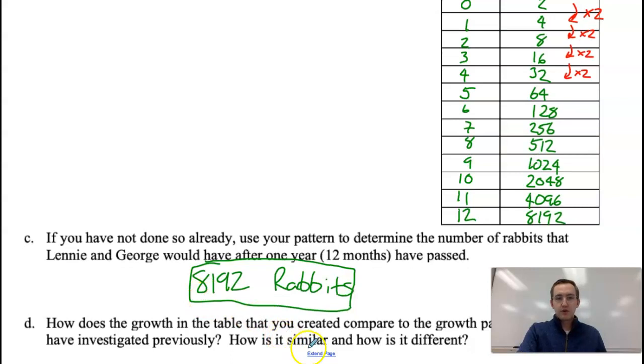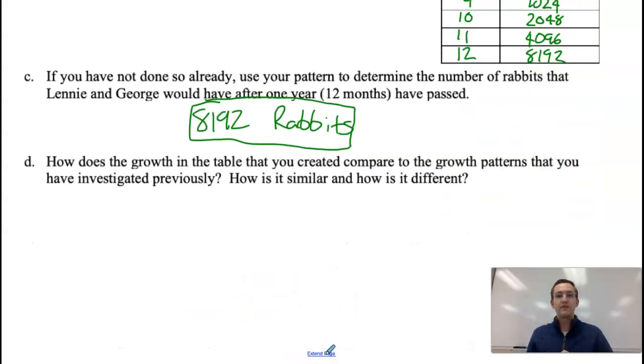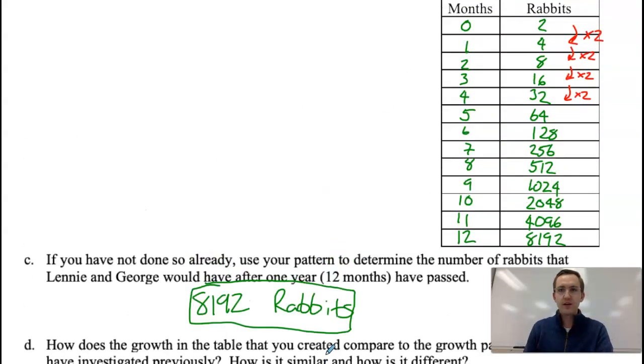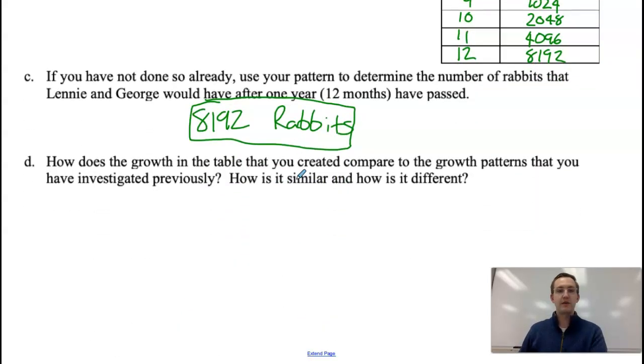So how does this growth in the table compare to growth patterns that we've investigated previously? How is it similar? How is it different? Well, previously we've looked at mostly linear equations, and linear equations always grow by the same amount between every input. So if our input here is our months, our output is the number of rabbits. We start with 2, we're going up by 2 here, then we go up by 4, then we go up by 8, then we go up by 16. So the big difference here is that we're not growing at a consistent rate.